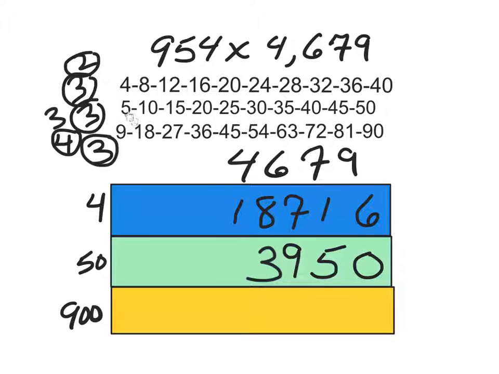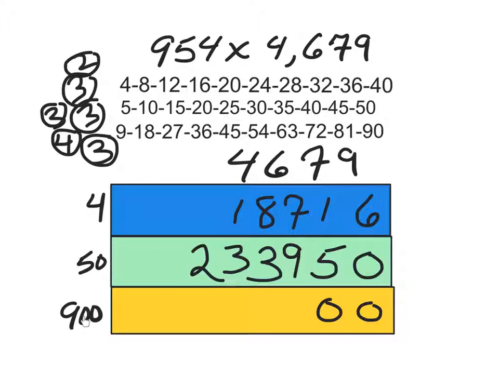5 times 4. 1, 2, 3, and 4 gives you 20. Plus 3 right here is going to give you 23. I'm going to drop the 3 and the 2 because I'm all done with this area box right here. I'm ready to rock and roll with the 900. I'll start with the 2 zeros. And the beautiful thing is I can just put 2 zeros right there because 0 times 4,679 is 0.